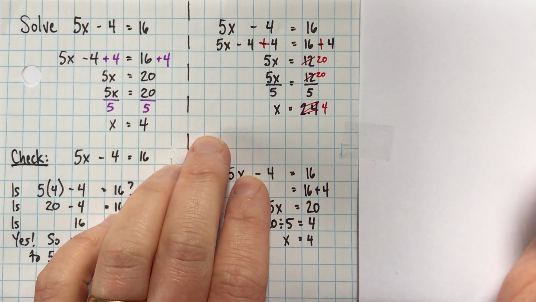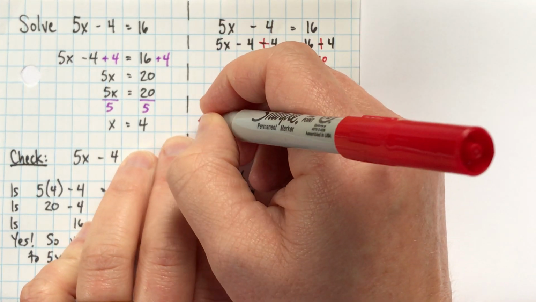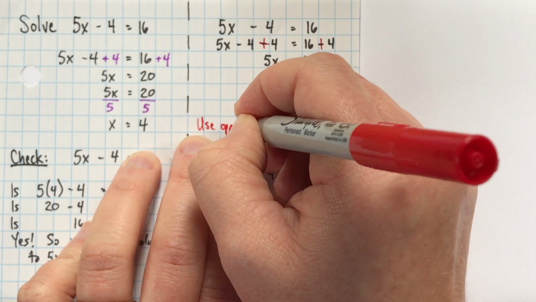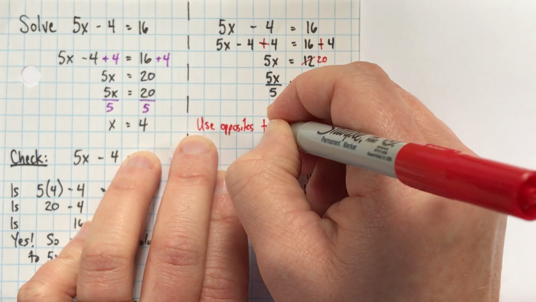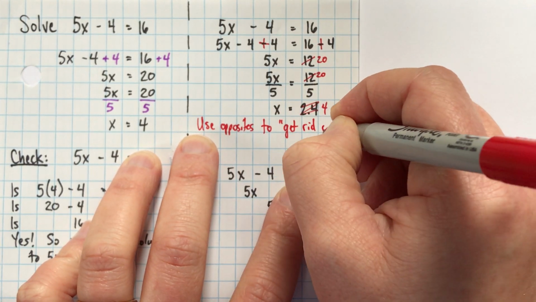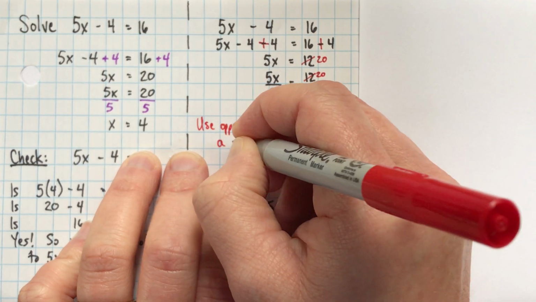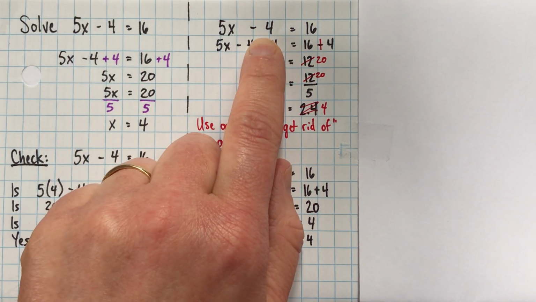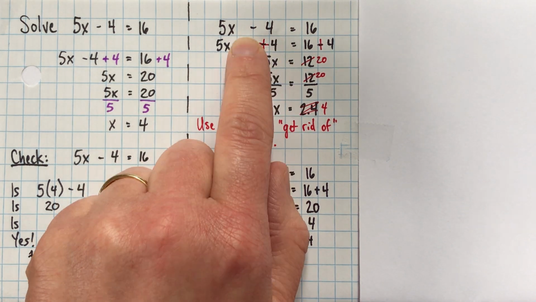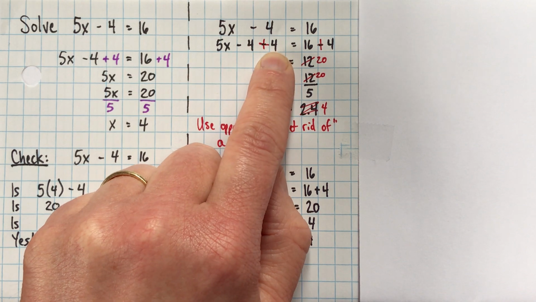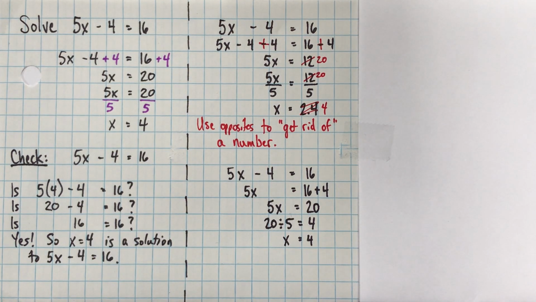So for this student, maybe the advice I'd give them is to use opposites if you're trying to get rid of a number. So don't just think, I have a 4, I want to get rid of it, I'll subtract. If we were subtracting 4 before, what you want to do is add 4.